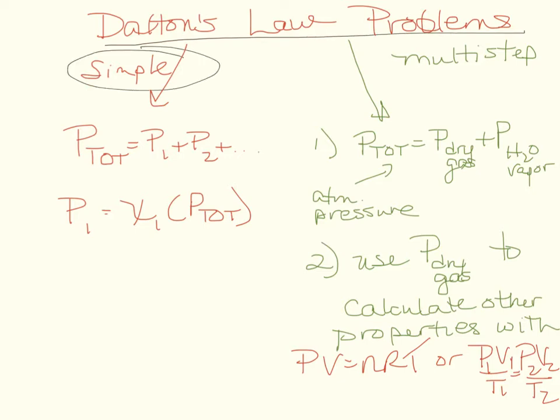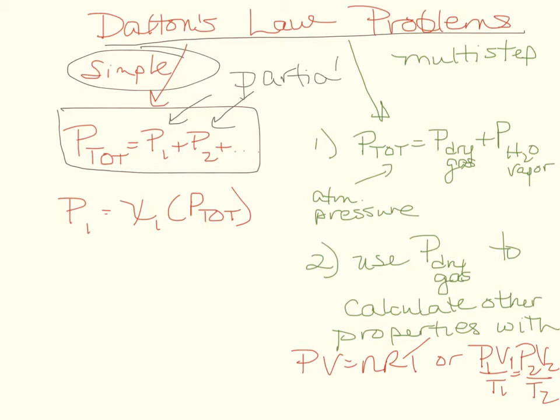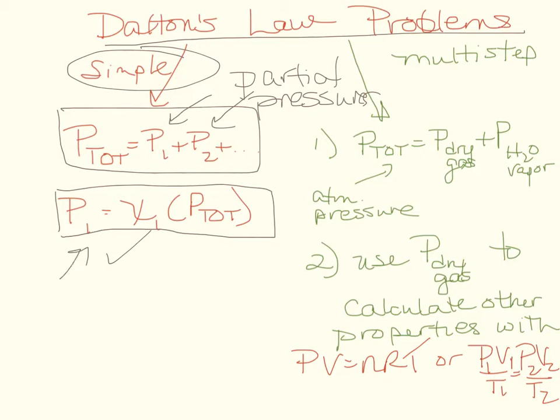You use Dalton's Law anytime you have a mixture of gases, and as long as you know the individual pressures of each gas, and those are called partial pressures, you can add them up and that will give you the total pressure of a mixture. That's quite simple. You may have a little bit of hiccup using this equation, which allows you to directly calculate the partial pressure of a gas if you know its mole fraction.